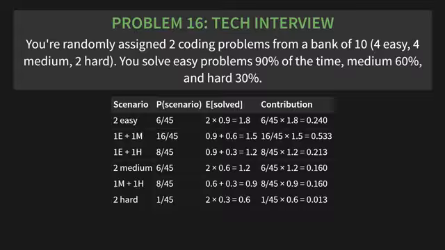Let me work through each scenario. Check out this table showing all the possibilities. When we weight each outcome by its probability, 2 easy problems happen 6 out of 45 times and gives us 1.8 solved. 1 easy and 1 medium happens 16 out of 45 times and gives us 1.5 solved. Keep going through all combinations.